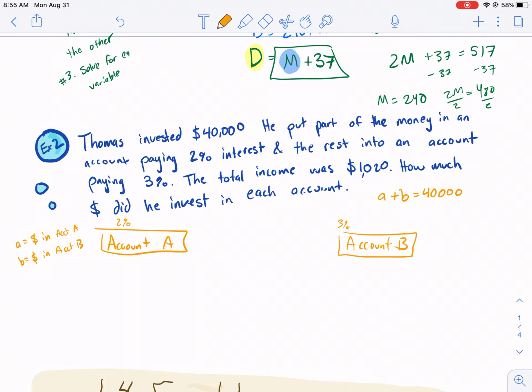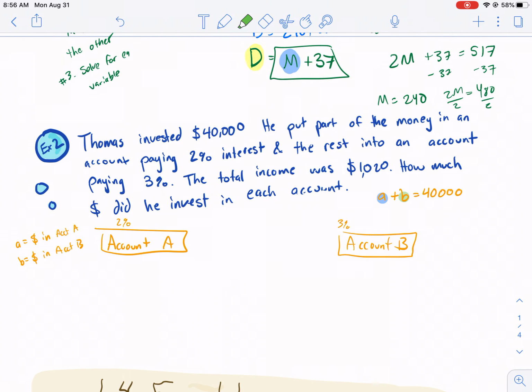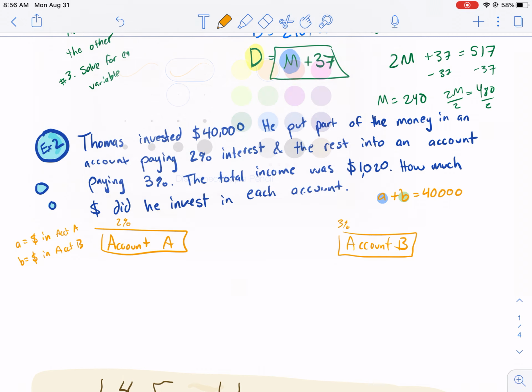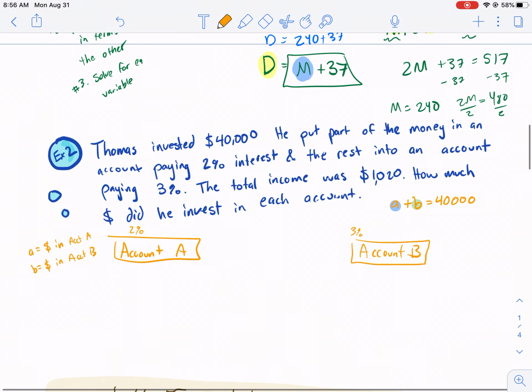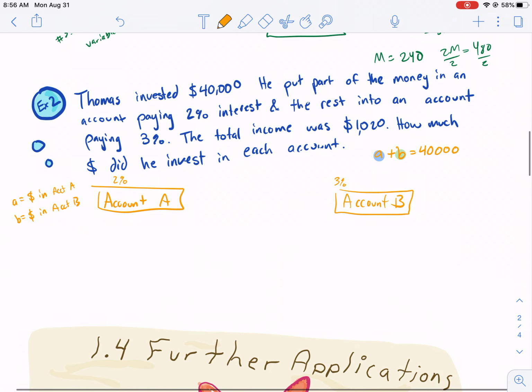Anytime you have 2 variables, as we do here, see how A is different than B? Anytime you have 2 variables equals 2 equations. So we need to, number 1, define variables. Done. Number 2, find value in terms of the other. So we're trying to find the value of one in terms of the other. So what else do we know? Well, we know that the total income was $1,020. That's our other secret.